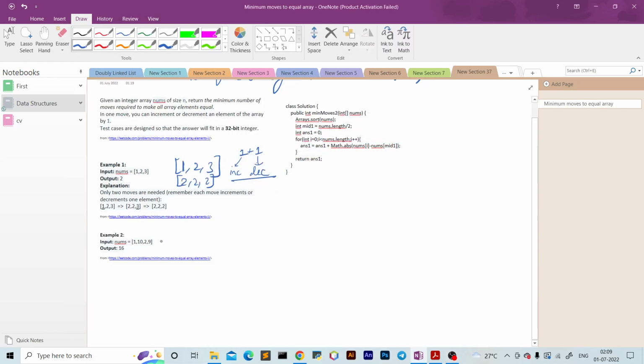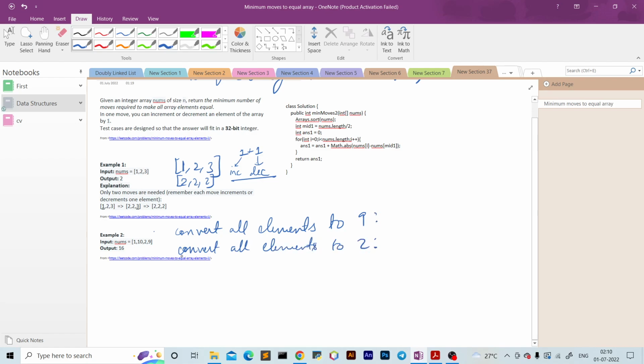In the second example, what we can do is make all the array elements 9 or all the array elements 2. So if we want to convert all elements to 9, and convert all elements to 2.